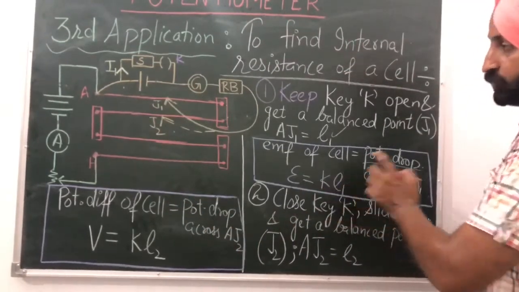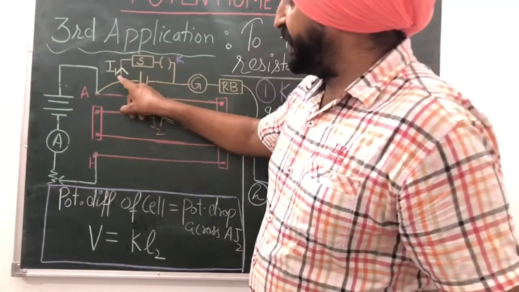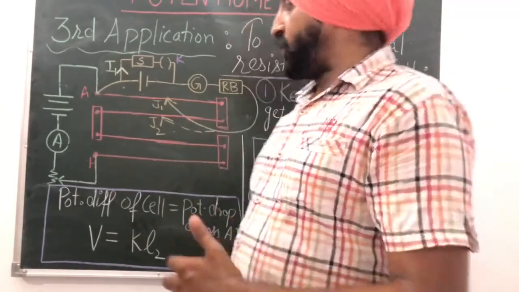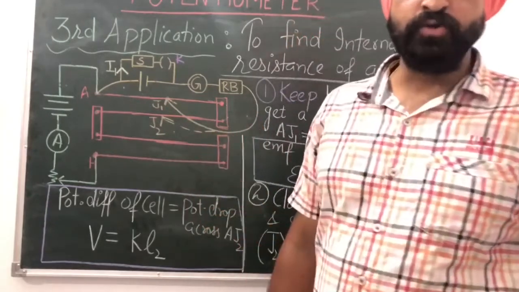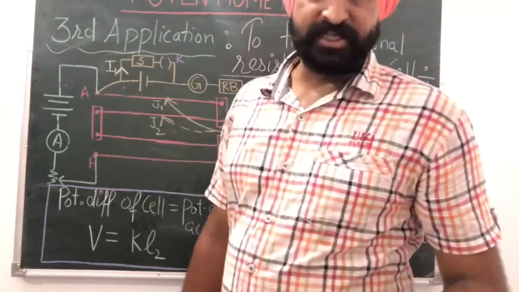Now students, when this cell was not used, we have got the EMF and it is equal to K into L1. Now when this key is inserted and some current I1 is extracted from the cell, this means that now we will not be getting the EMF because the cell is being used. So what we will be getting is the terminal potential difference.